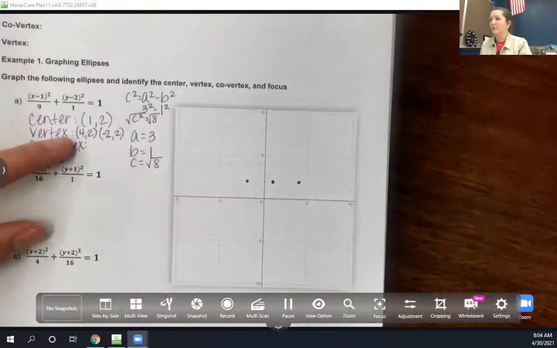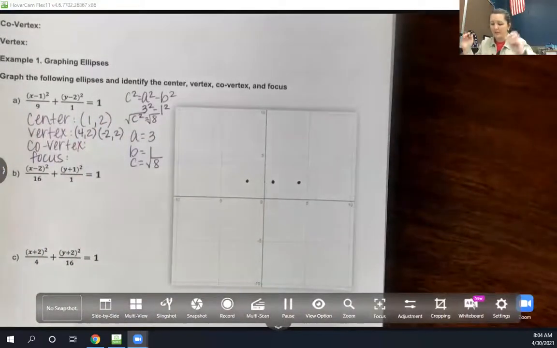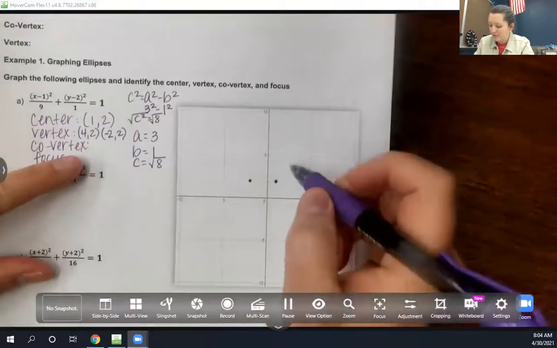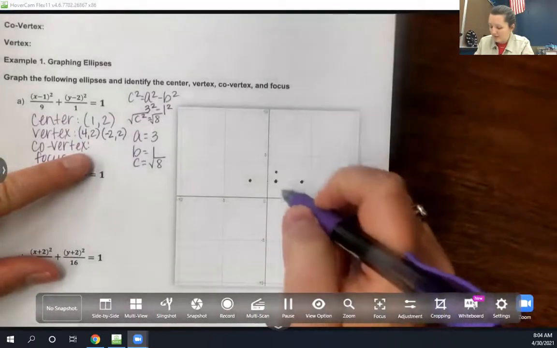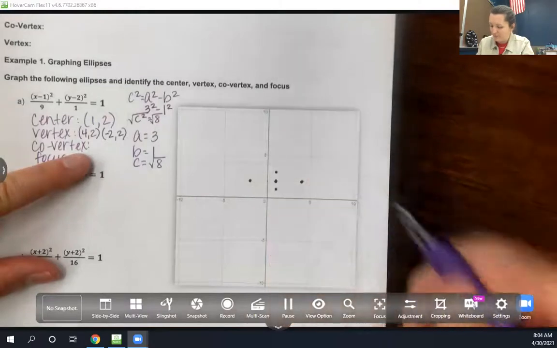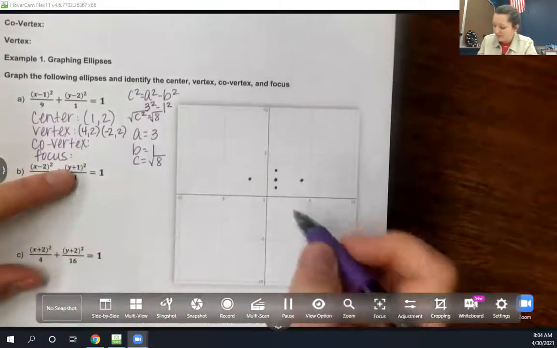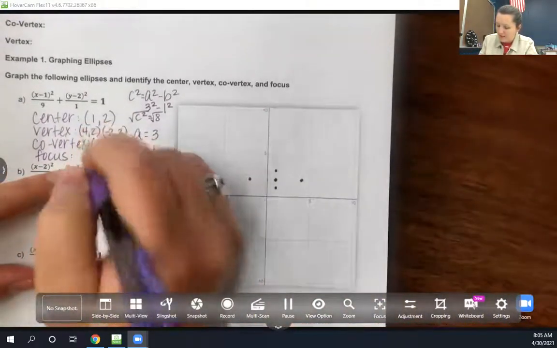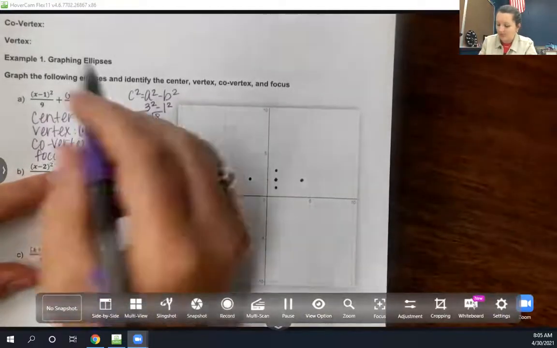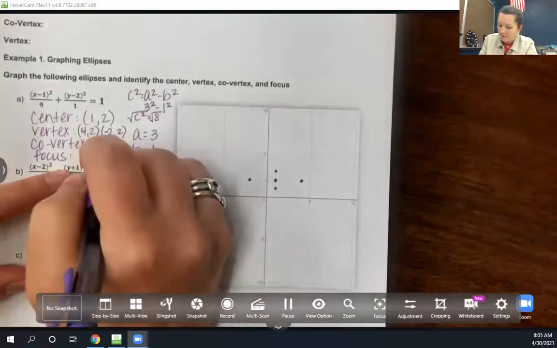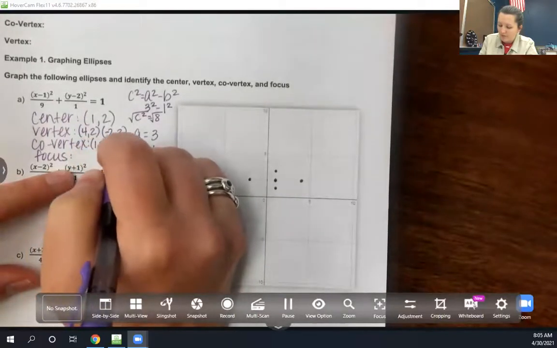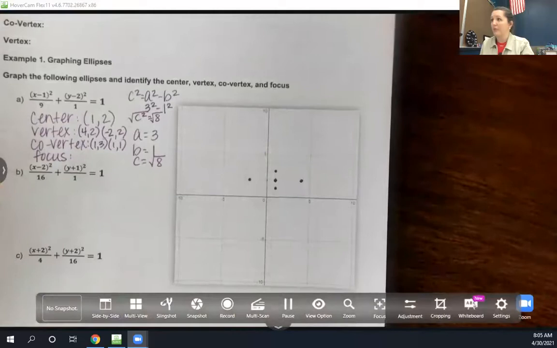So take a look at your vertex. You have 2 points, right? One on either side. And then my co-vertex, I'm going to do the same thing, except I'm going to go up and down. So it's 1 up and it's down 1. So for my co-vertex, I can either take my y value and add 1 and subtract 1, or I can take a look at my graph here. So it's going to be (1, 3) and (1, 1) are the points for my co-vertex.